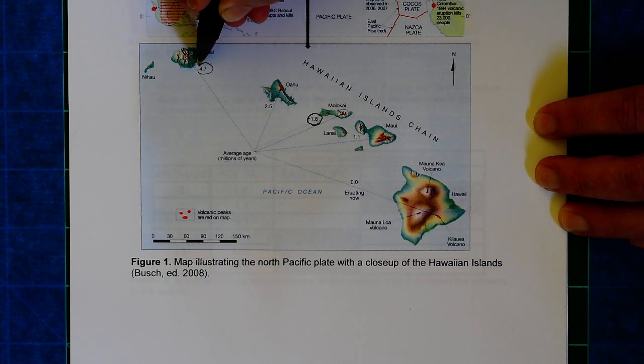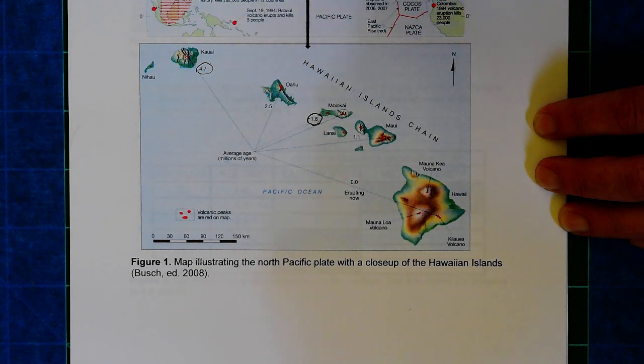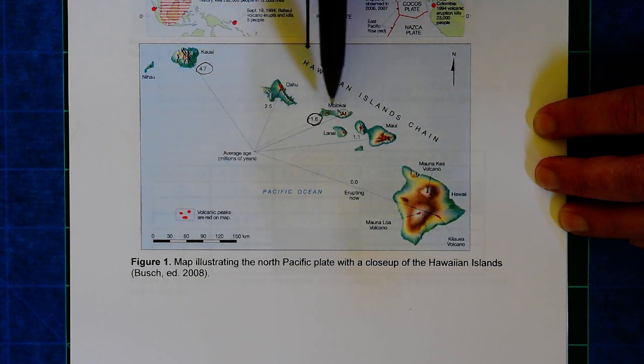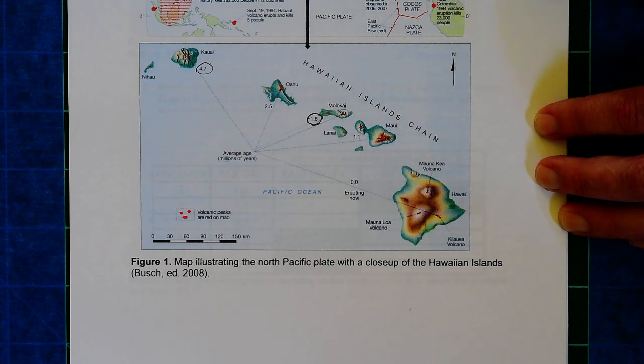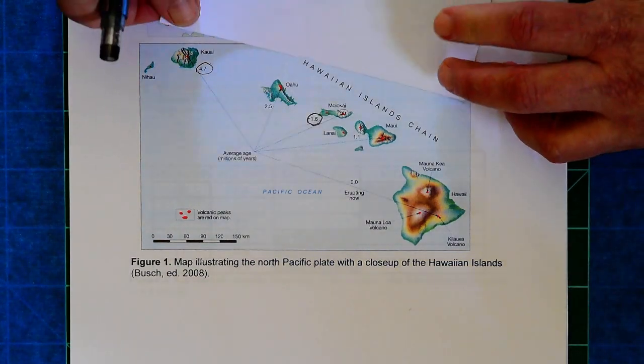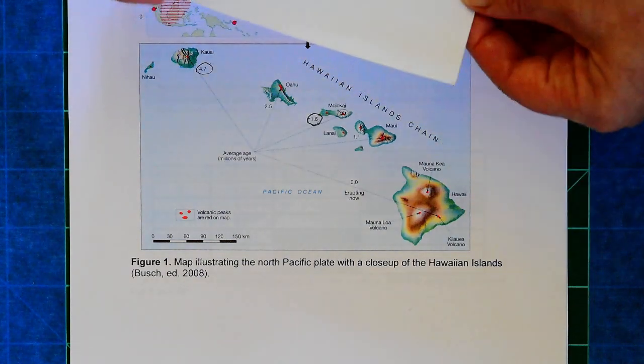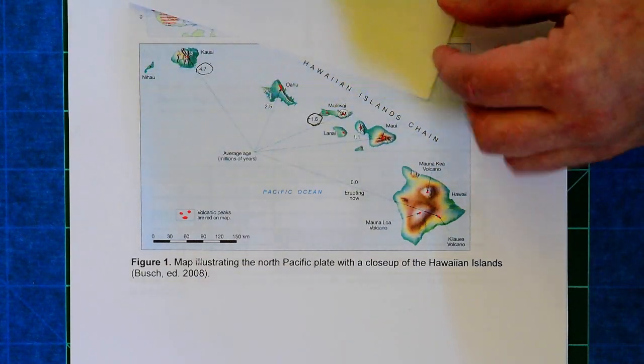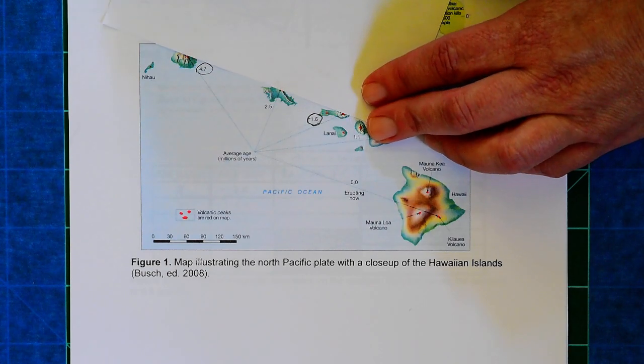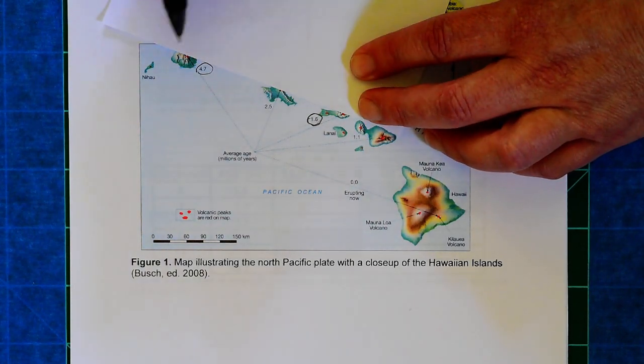We are given some times, and we can measure a distance. Now we need a rate, and we can use that to calculate the rate. An easy way to measure a distance on a map is to take a piece of scrap paper like this. And see how I'm setting it down right here.